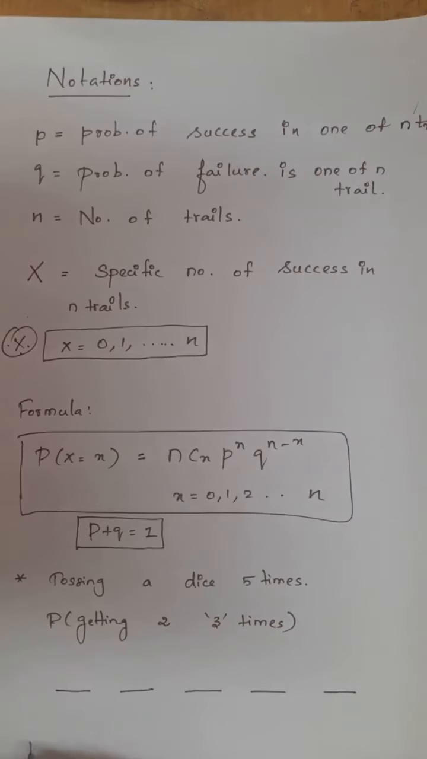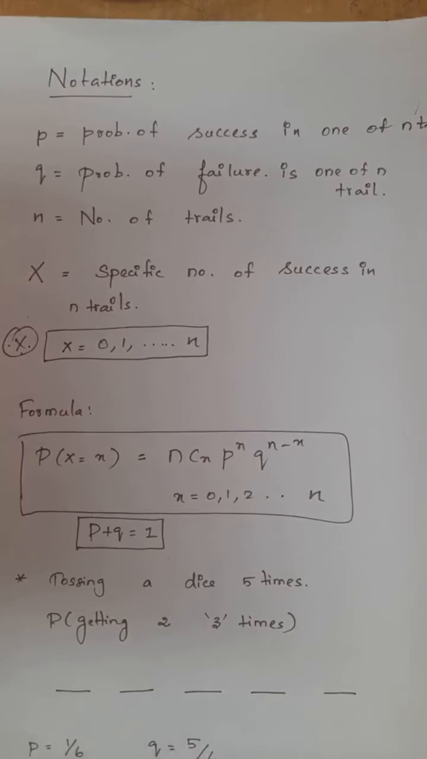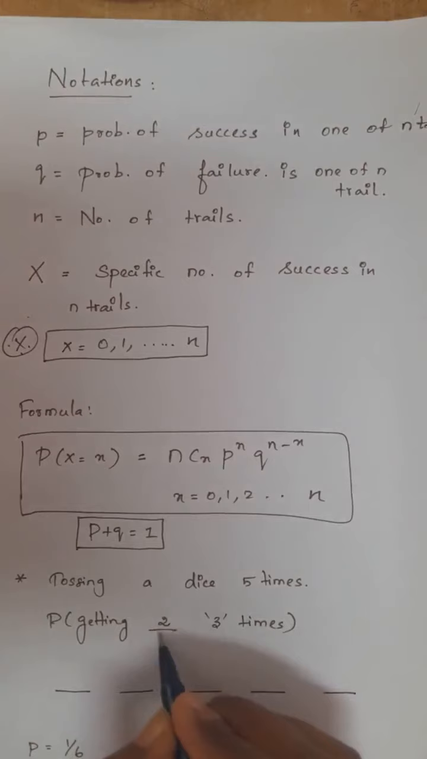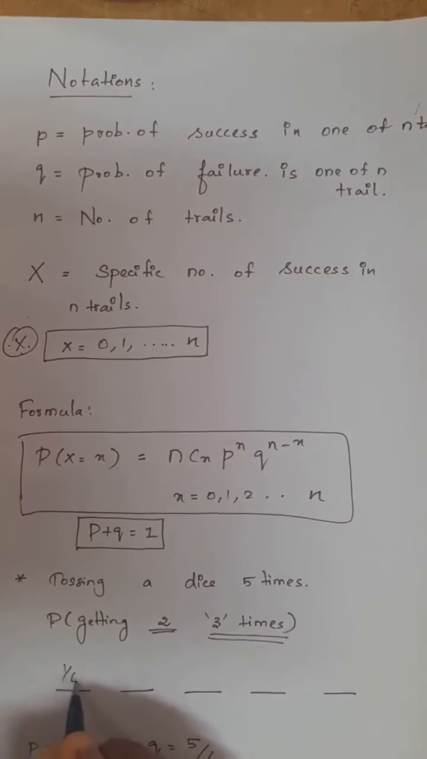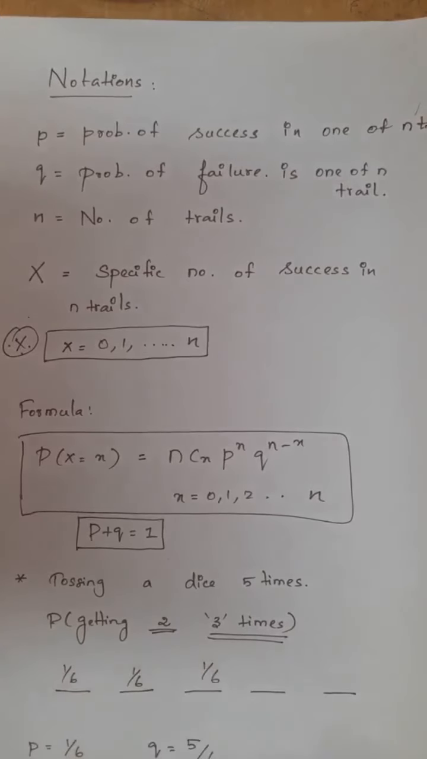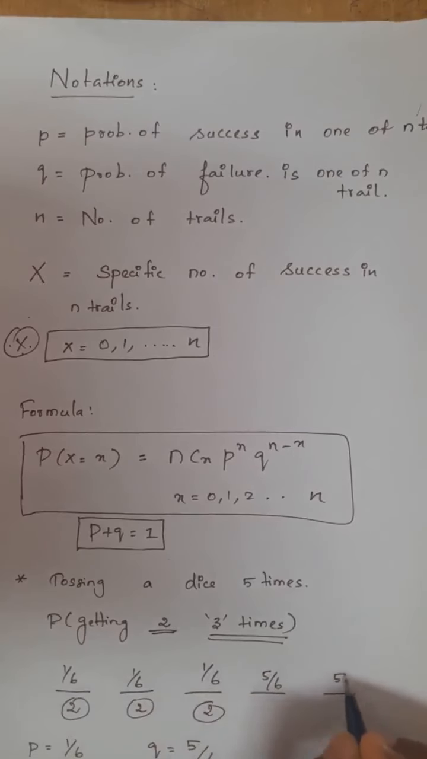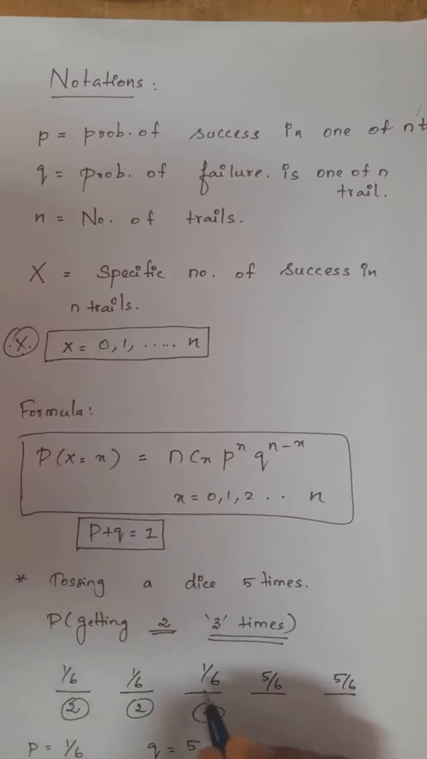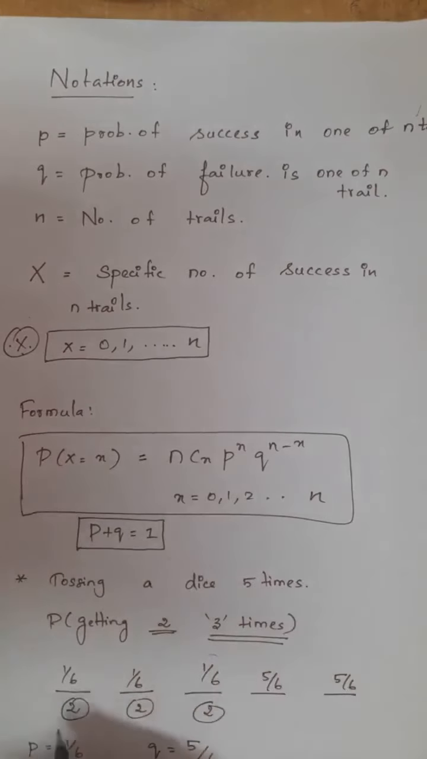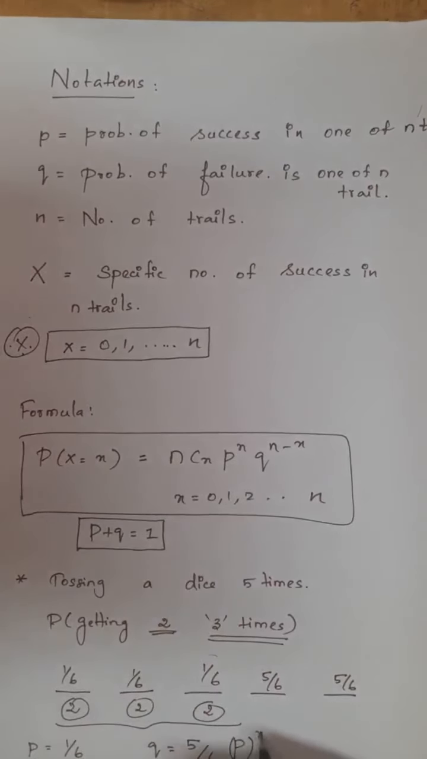Okay, so probability of getting 2 in tossing a dice is 1 by 6. Then q, the probability of not getting 2, is 5 by 6. So if I need 2 three times, it is 1 by 6, 1 by 6, 1 by 6. Then in the remaining positions I can get any of the remaining 5 numbers, so 5 by 6, 5 by 6. We can compare these two things. Here 1 by 6 denotes the p, so it is nothing but p power x, and it is nothing but q power n minus x.